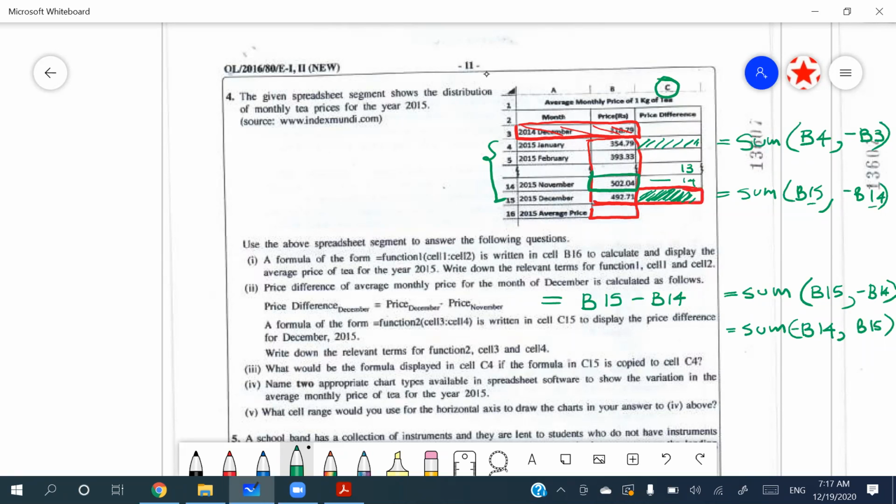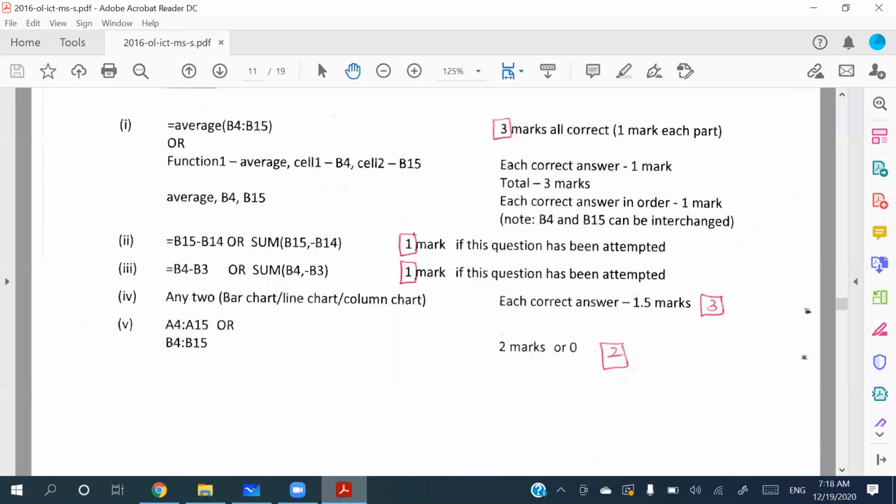So function 2 is sum cell 2. Have they asked like that? No. They are just asking what should be the formula. So formula is going to be something like this. That's what the marking scheme says as well. So equal B4 minus B3 or sum B4 comma minus B3. Actually, it's better you have the equal sign.